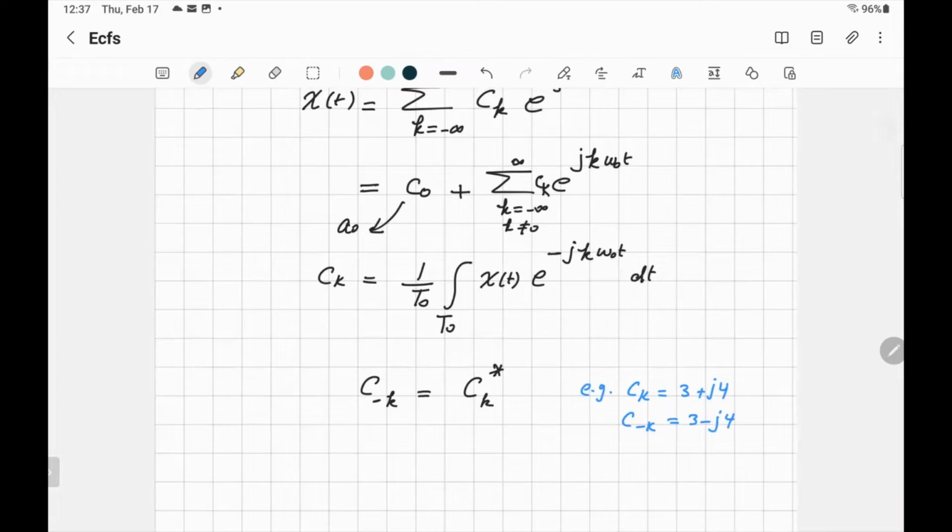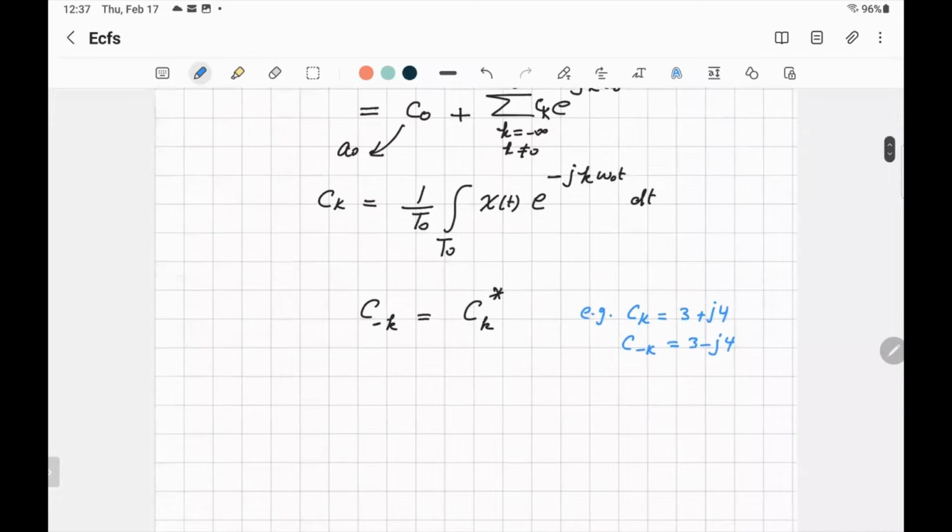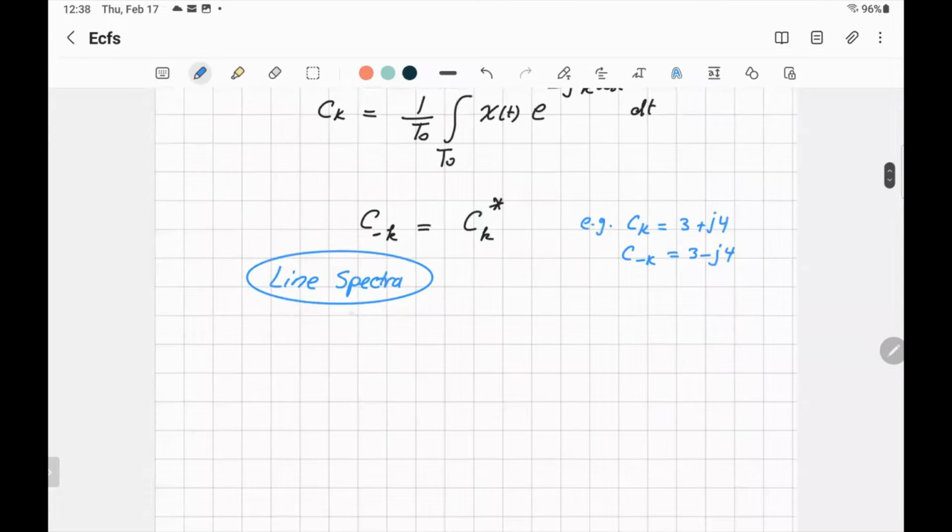Using this, you can find the line spectra. What does line spectra mean? Magnitude spectrum and phase spectrum can be found easily using the complex exponential Fourier series. How will we do that? We know that line spectra has two parts, right? We have magnitude versus frequency, and we have phase or angle versus frequency.